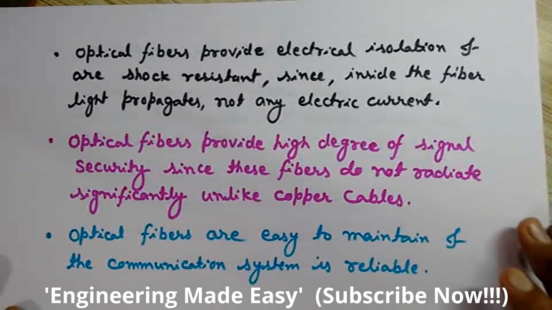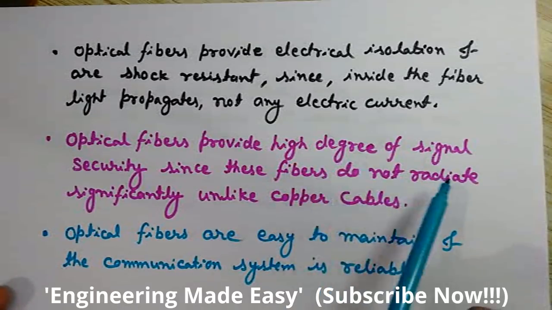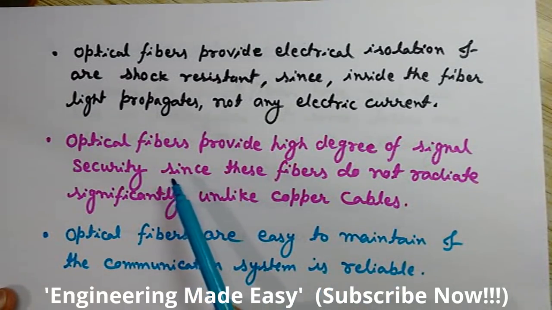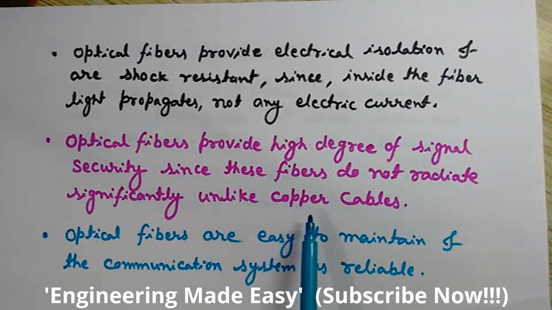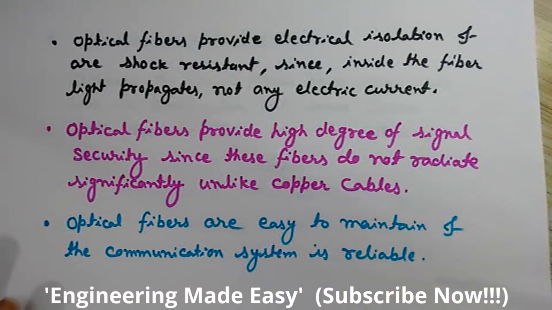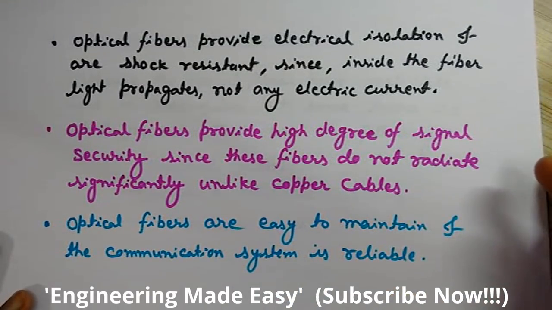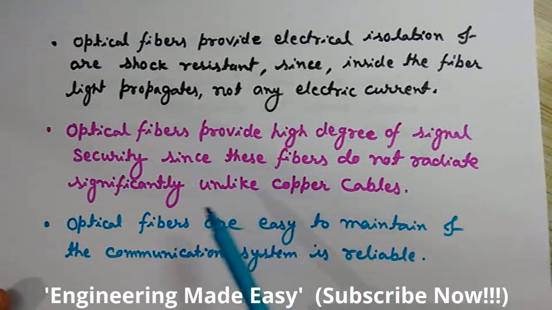So there is also one more advantage. Optical fibers provide a high degree of signal security. How? Since these fibers do not radiate significantly, unlike copper cables. Copper cables radiate, okay, but optical fibers do not radiate. So the chances of loss or stealing, breaking of the security, is not easy.